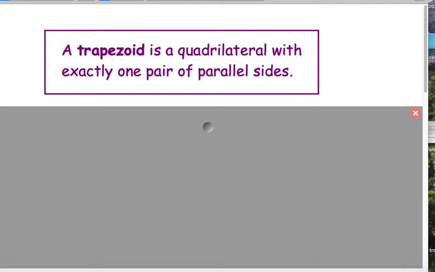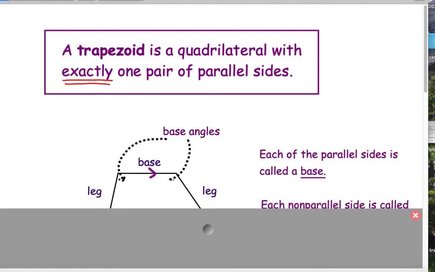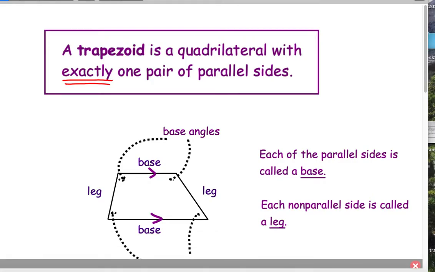All right, let's look at trapezoids. A trapezoid is a quadrilateral with exactly one pair of parallel sides. Exactly one pair. If it has two pairs of parallel sides, it's a parallelogram. But if only one of the pairs is parallel and the other is not, then we have a trapezoid. So we have some terminology here.